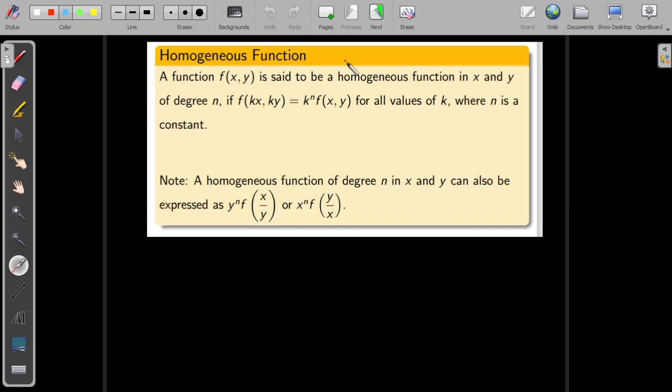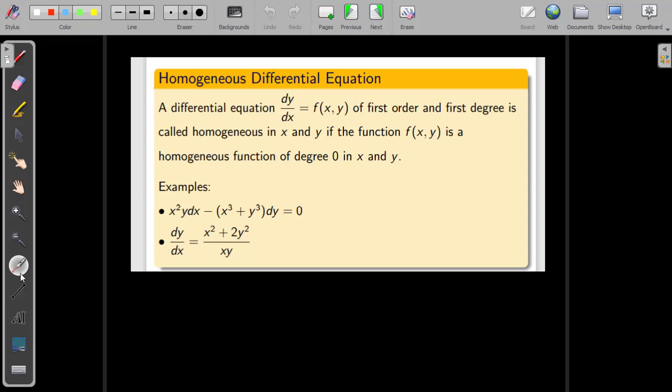Now let's define homogeneous differential equation. Our differential equation dy/dx equals f(x,y) is a first order, first degree differential equation. It is said to be a homogeneous differential equation in variables x and y if this function f(x,y) is a homogeneous function of degree 0. I repeat again, the criterion is that the right side function f(x,y) is a homogeneous function of degree 0.